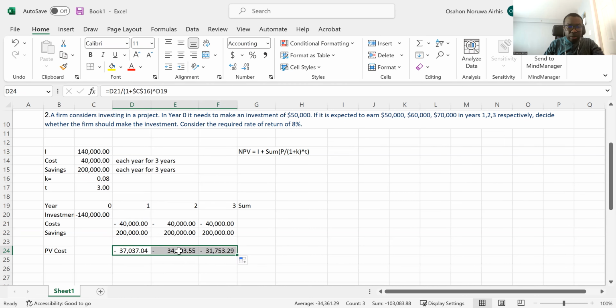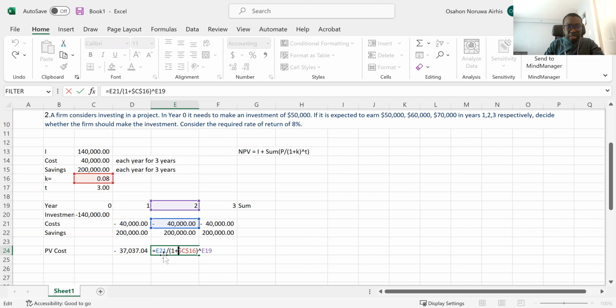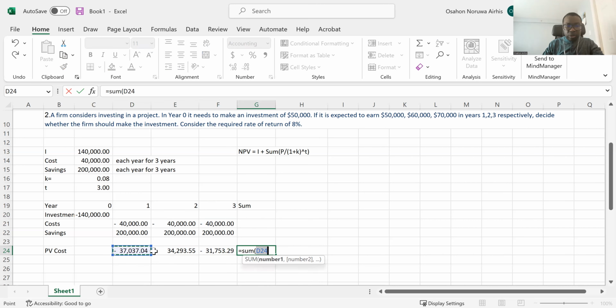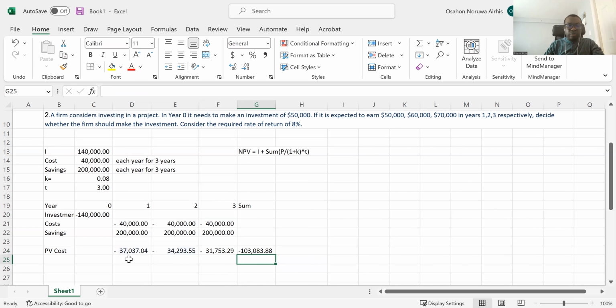When we double click on this, you see that it says E21, which is 40,000, divided by 1 plus E16 here, raised to power E19, 2. So that shows we're good, right? Same thing here as well. So we can sum it up there by saying sum of this plus that. Great. Then let's do the present value for the savings.